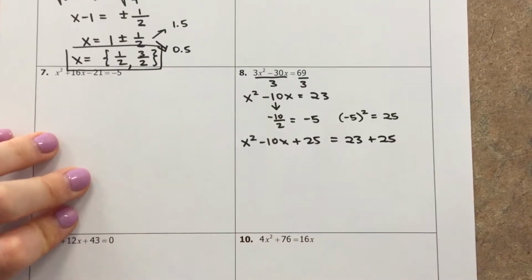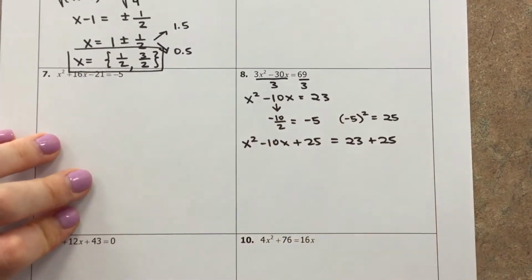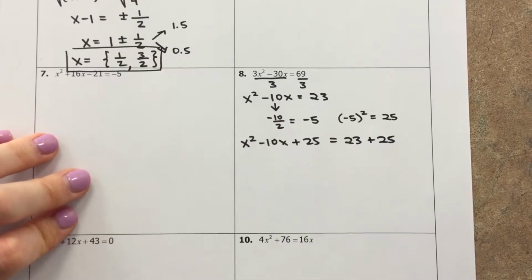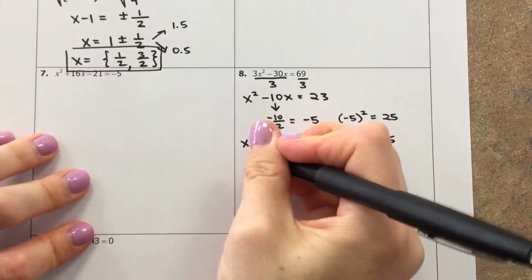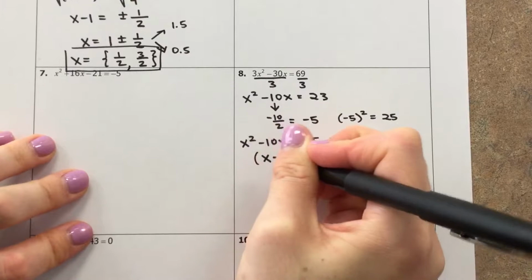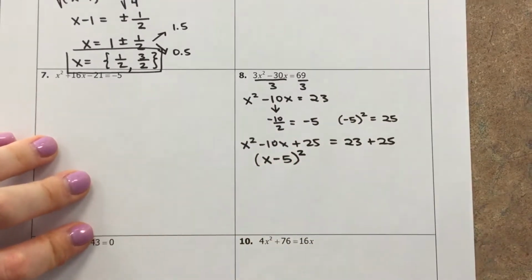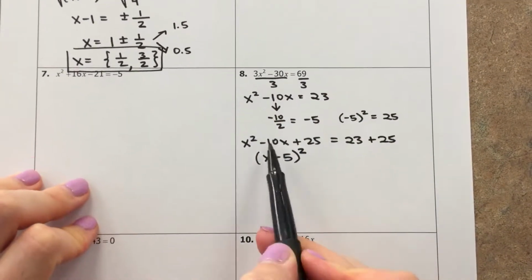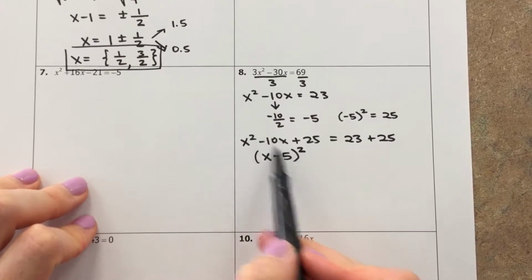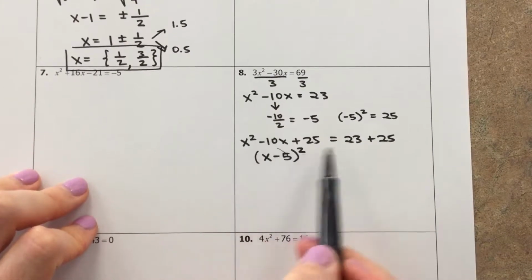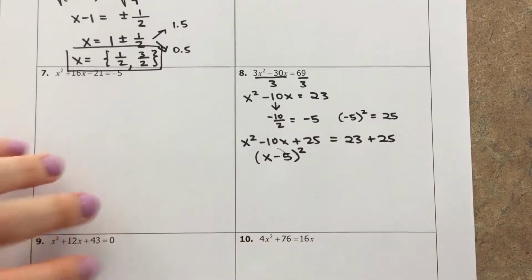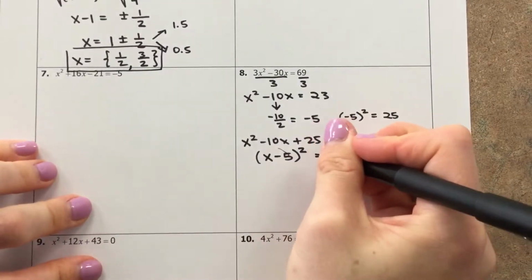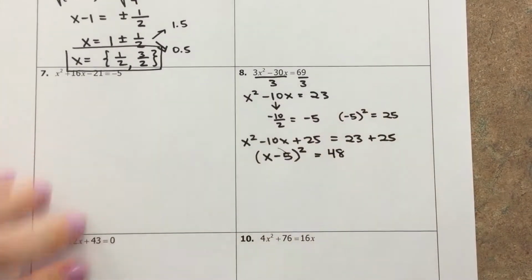Next, we're gonna factor this left-hand side. So we wanna know what multiplies to 25 and adds to negative 10. So that would be negative 5 and negative 5. So I can write it as x minus 5 squared. Quick trick is that this number is always half of this number. So that's a really easy thing to look at. It's always half of this number. It's also always one of the square roots of this number. Add these together, we get 48.